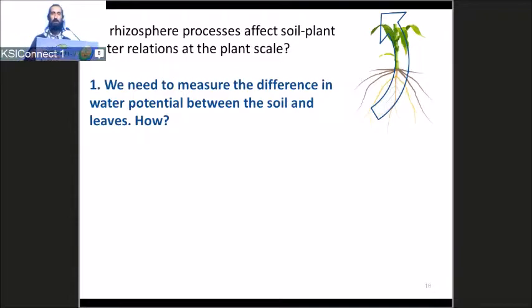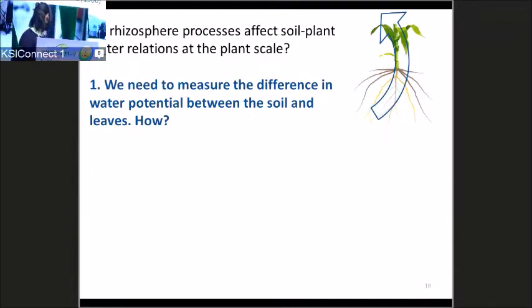So another way is to measure the difference in water potential, at least, from the soil to the leaf, to the xylem of the plant. That's already something. So you know basically the water potential between the points A and B that I showed you at the beginning. That's the first thing, which is still not easy.